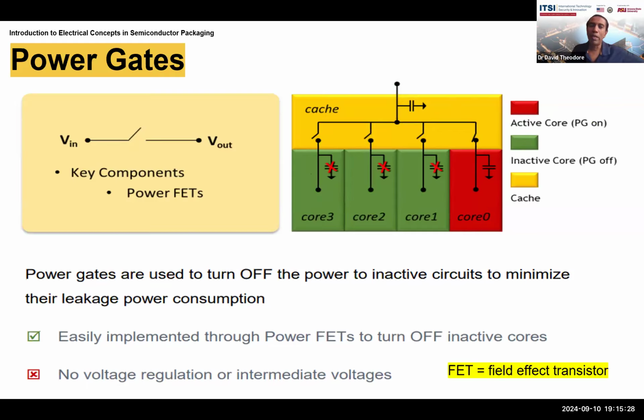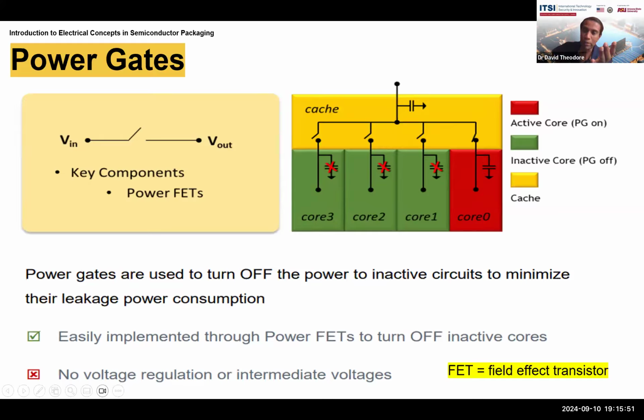Then what you can do in advanced power delivery systems, instead of always having all of the cores powered, is that anytime a core is not needed, you switch it off. So the power is off here, the gate is off, here the gate is off, here the gate is off. So all of the green cores, core 1, 2, 3, are all off. They're not consuming power. You're consuming power only when you're using the core.